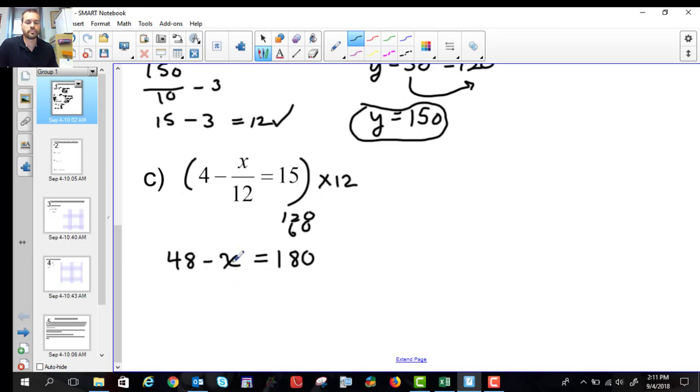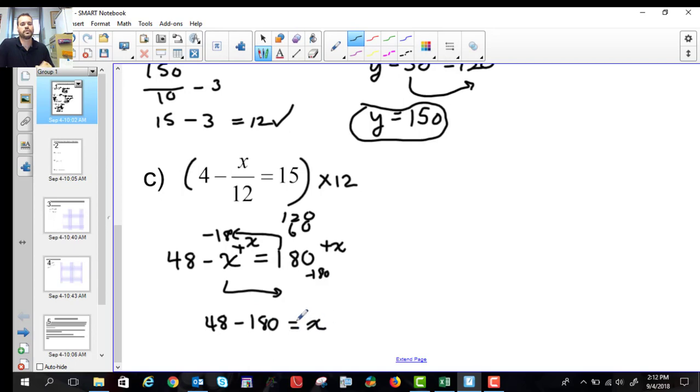The only issue here is that this x is negative. So I'm going to take it, again, if you're an arrow person, you can bring it over, or you can write it like this. You can add x to each side. Either way indicates what we're doing. And the 180 then I'm going to bring over here, or again, you're subtracting 180 from this side. So you're subtracting 180 from over here. So what the result of that is, I know it looks confusing, but the result of what we're doing is this. We're getting 48 minus 180 is equal to x.